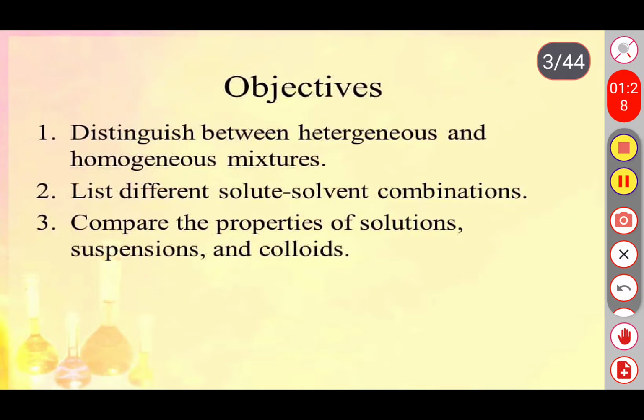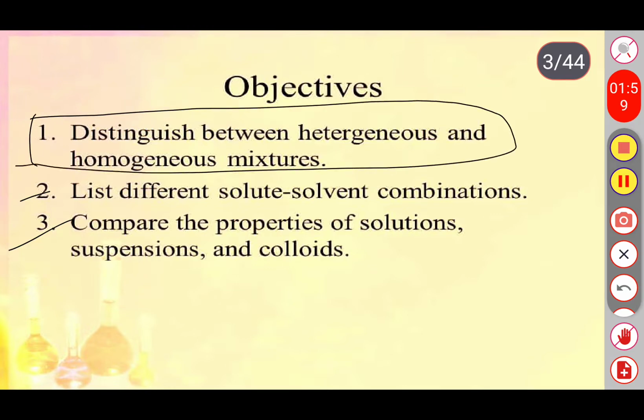Again the definition of homogeneous mixture, characteristics of homogeneous mixture, similarly the definition, example and characteristics of heterogeneous mixture, along with the different solute solvent combinations. Then compare the properties of solution, suspension and colloids. The last two points we will discuss in the next sessions. So we just need to concentrate on the first learning objective of today's class.